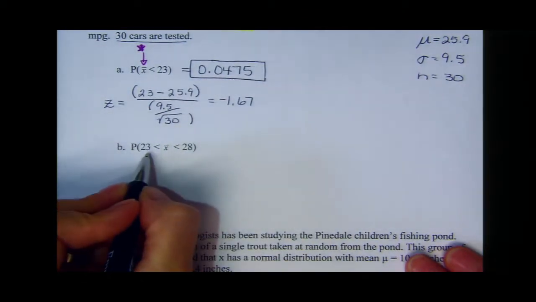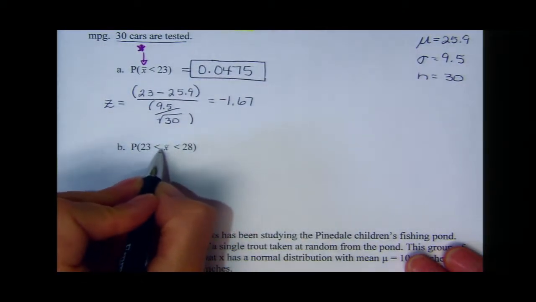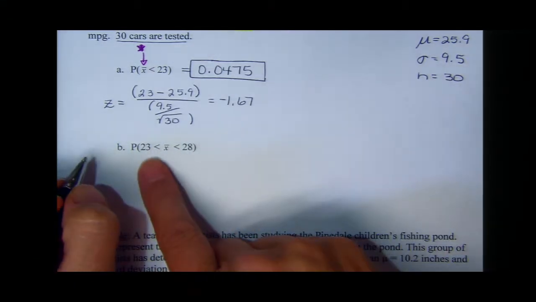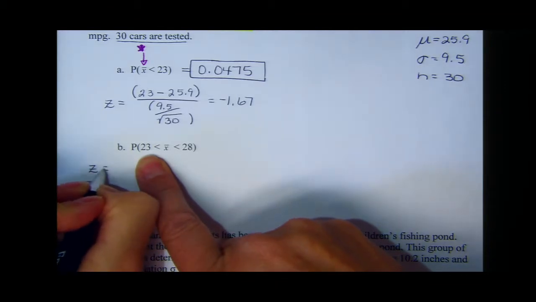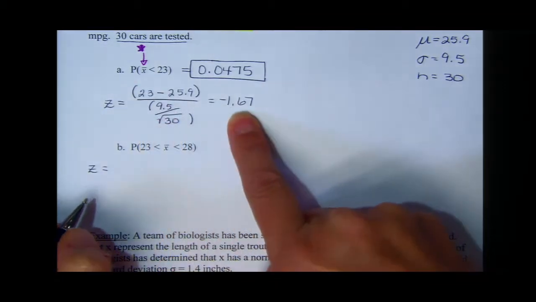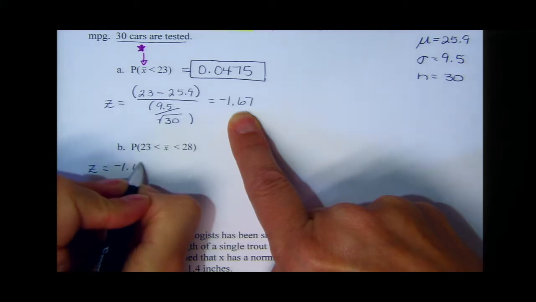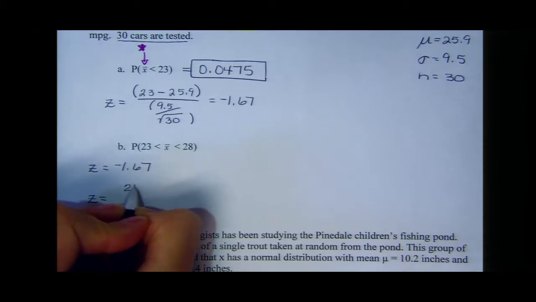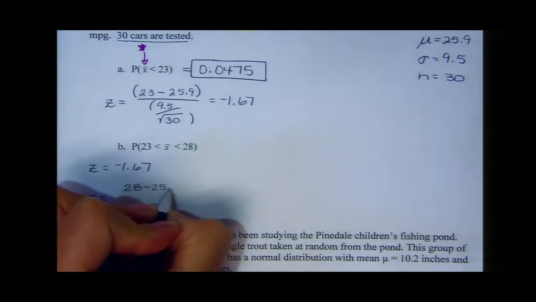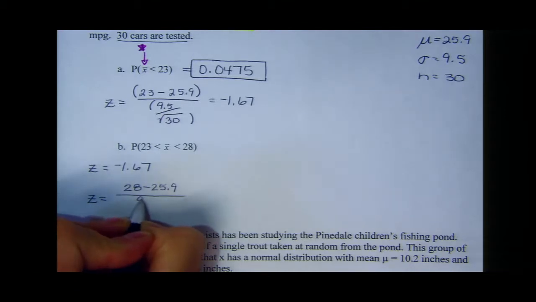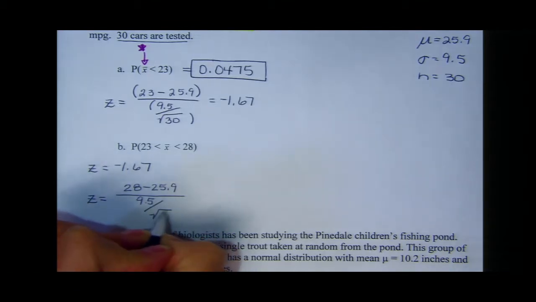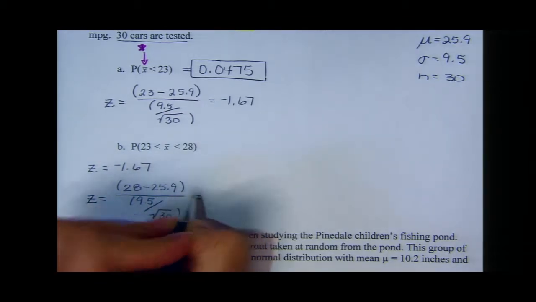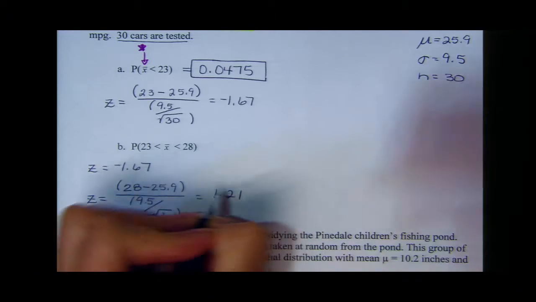All right, now I have two values, and notice again this is an X bar. So it is between 23 and 28. Now this first one, when I standardize 23, we already standardized 23. That's negative 1.67. Now I need to standardize 28, so that would be 28 minus 25.9 divided by 9.5 divided by the square root of 30. And when you put that into your calculator, you should get 1.21.